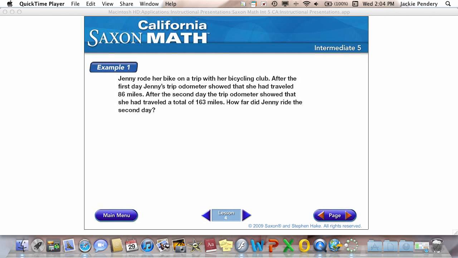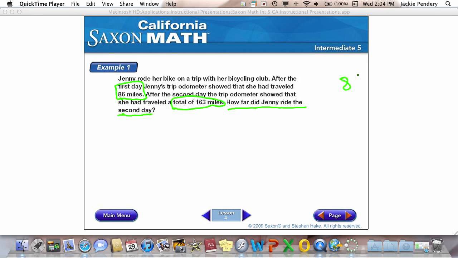Okay, or first, step 1, what is the question asking? So how far did Jenny ride on the second day? So this is what it's asking. Here we go. So here's my question. We know she went a total of 163 miles. We know that she traveled 86 miles on the first day. So here's my question. How far did Jenny ride? Here's the information I already have. And now I come up with my plan.